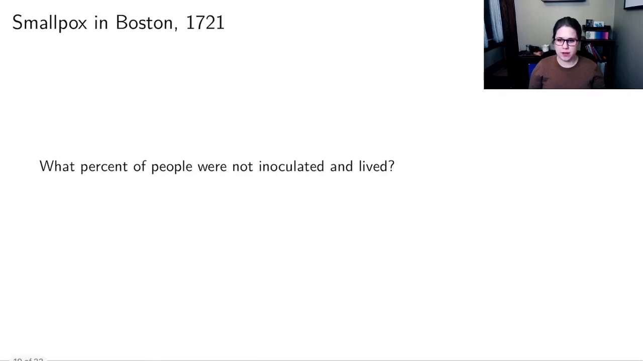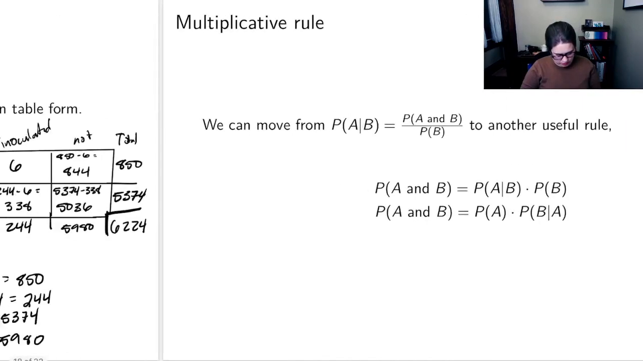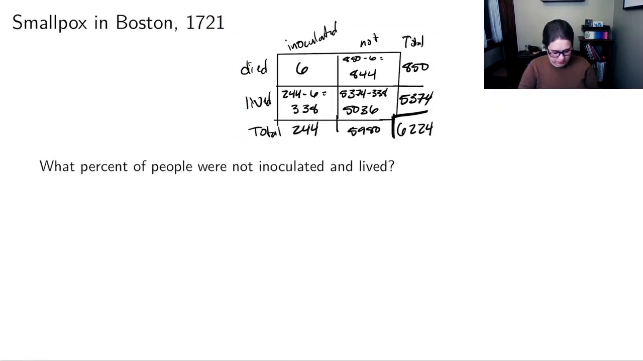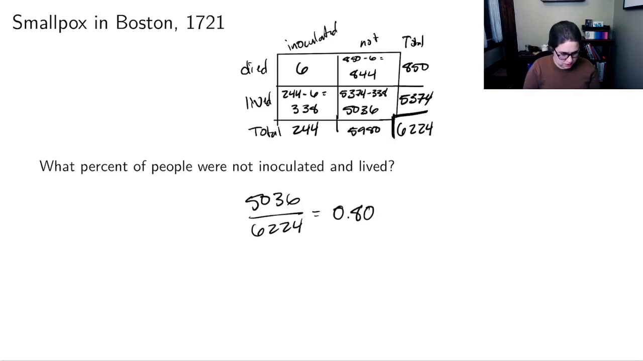So let's go back to that smallpox example. What percent of people were not inoculated and lived? Go grab my table from before, and we should be able to just answer this pretty straightforwardly. Not inoculated and lived. That is 5,036 divided by 6,224, and that's 0.809, so 80.9%.